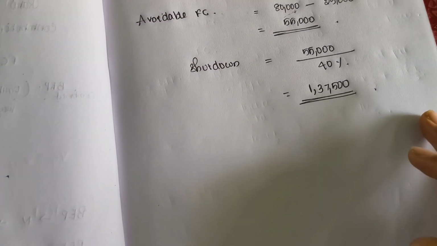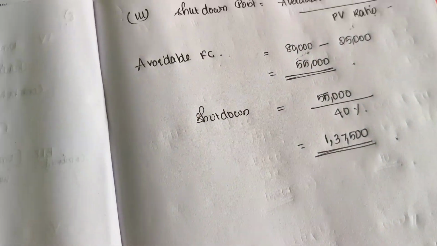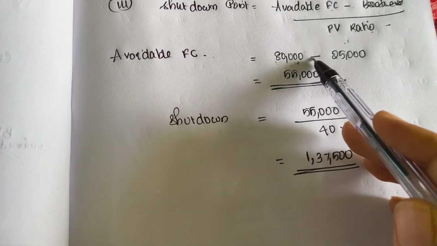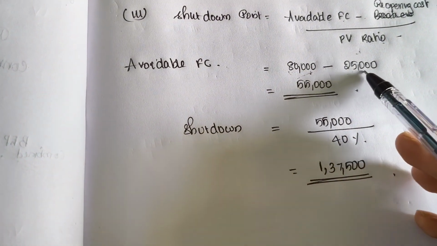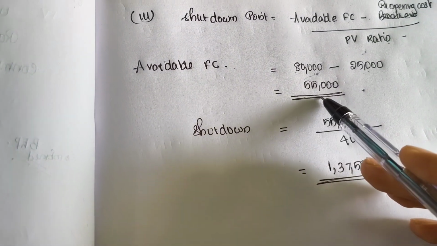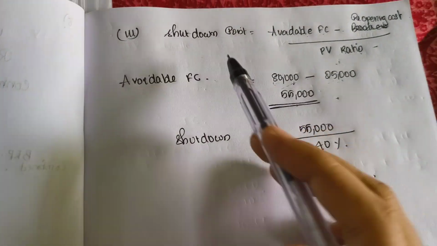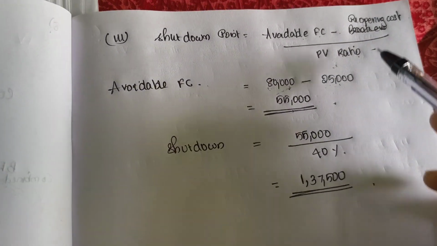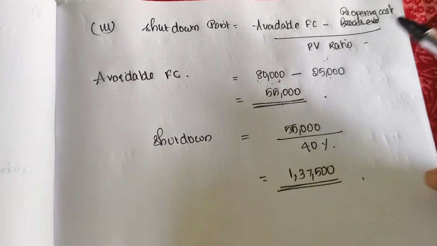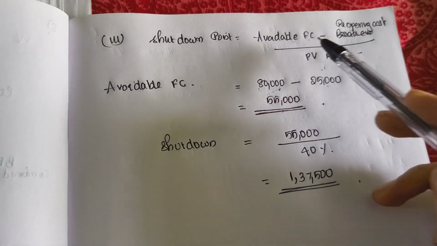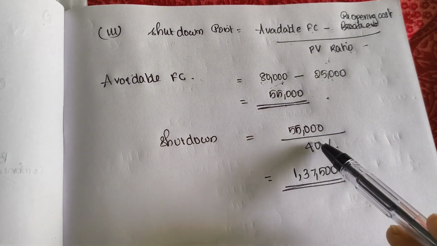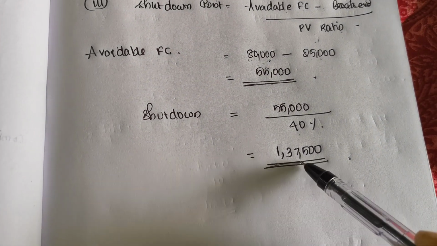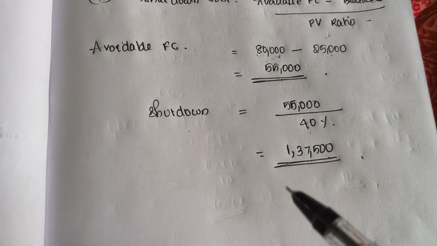So, what is the avoidable fixed cost? Avoidable fixed cost equal to total fixed cost 80,000 minus unavoidable fixed cost, that is 25,000. We get 55,000 as avoidable fixed cost. So, shutdown point will be avoidable fixed cost 55,000 minus reopening cost. It is not mentioned in the question, so it is nil. Divided by PV ratio 40%. So, 55,000 by 40% gives 1,37,500 as the shutdown point.